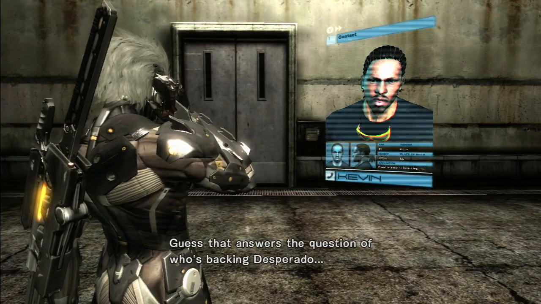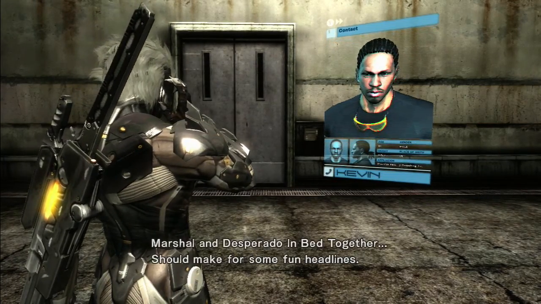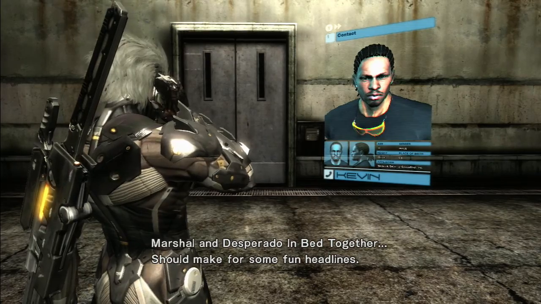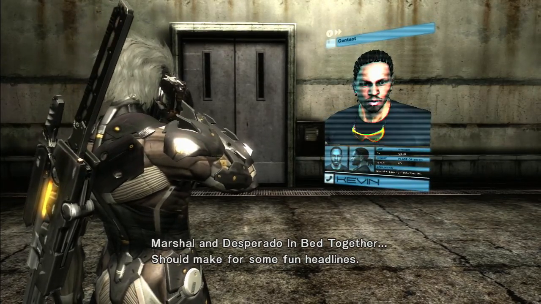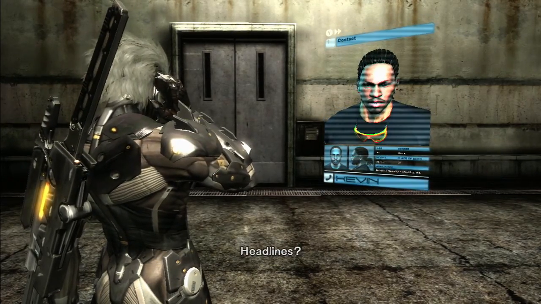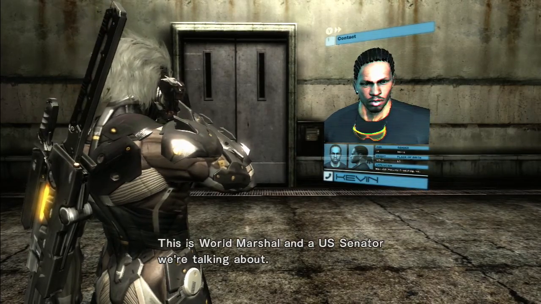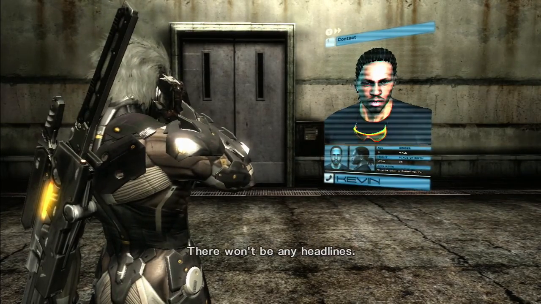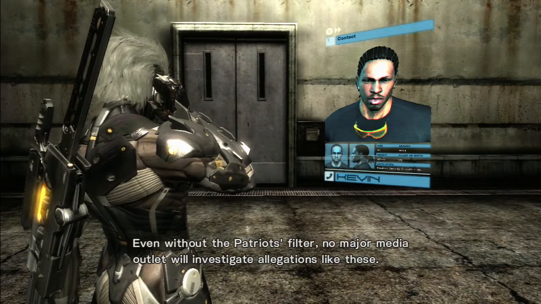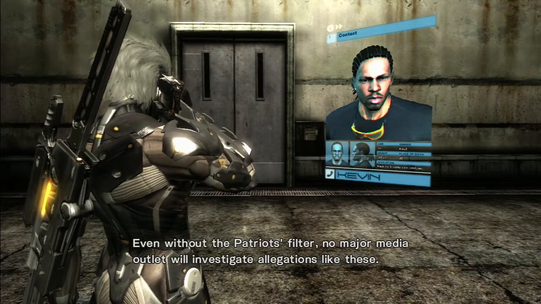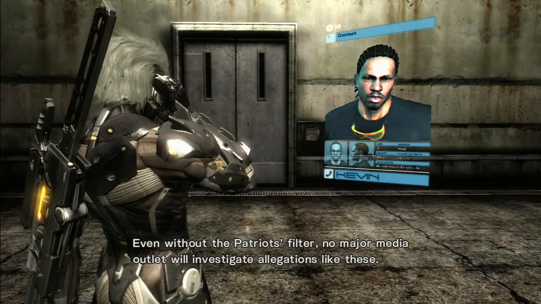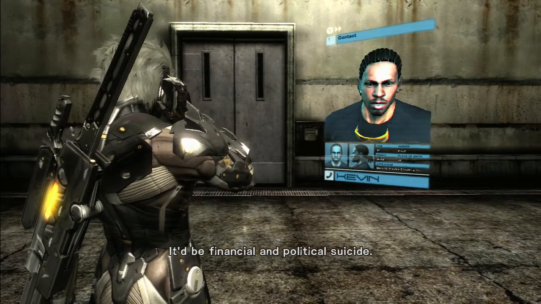Guess that answers the question of who's backing Desperado. Marshall and Desperado in bed together. Should make for some fun headlines. Headlines? This is World Marshal and a U.S. Senator we're talking about. There won't be any headlines. Even without the Patriots filter, no major media outlet will investigate allegations like these. It'd be financial and political suicide.